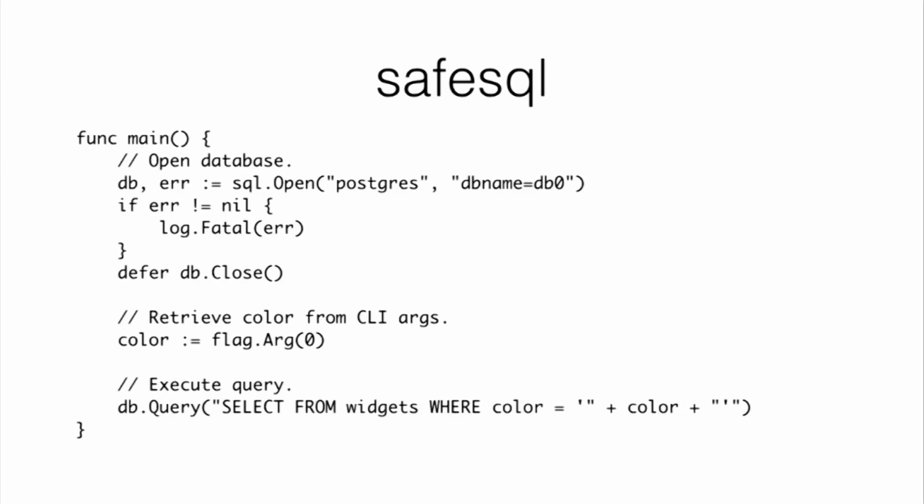So for SafeSQL, this is an example program we have, where we're going to open the database, and we're going to grab a favorite color off the command line, and then just throw it into our SQL. This is a bad idea, because if your favorite color happens to be drop table, then you have some problems. So we're going to get our color right here, and there's our SQL injection. It's a potential issue.